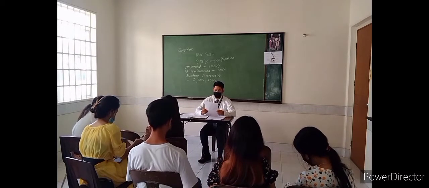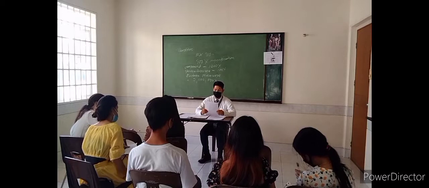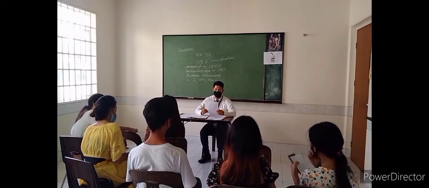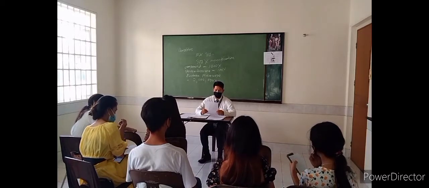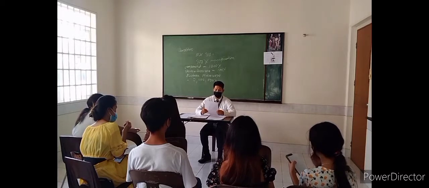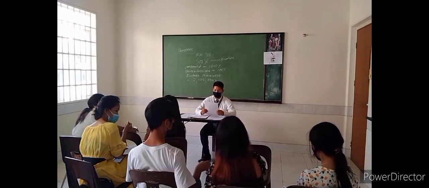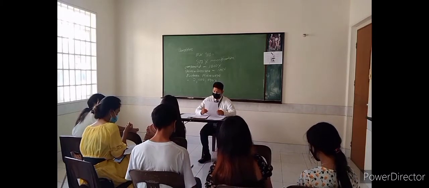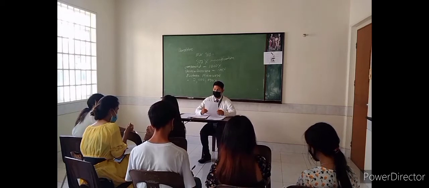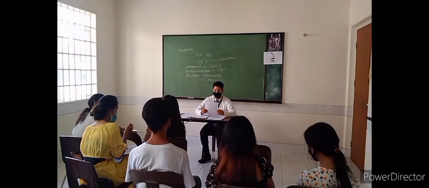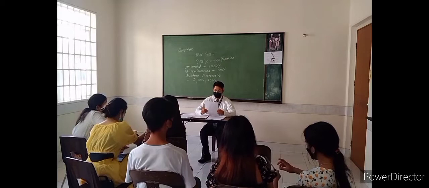Number 2. Which two parts of the light microscope magnify the image of an object? A. Eyepiece and mirror. B. Eyepiece and objective. C. Objective and mirror. D. Objective and diaphragm. Okay, again. Which two parts of the light microscope magnify the image of an object?